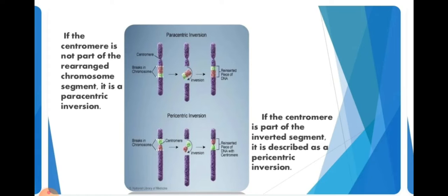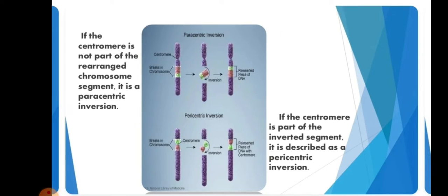First we'll see the paracentric one. If the centromere is not a part of the rearranged chromosome segment, it is a paracentric inversion. So when another part of the chromosome segment, instead of the centromere, is inverted, this is known as a paracentric inversion. And next is the pericentric. If the centromere is a part of the inverted segment, it is described as a pericentric inversion.